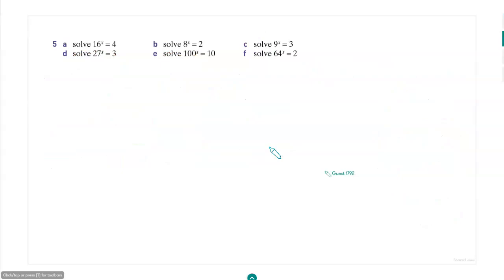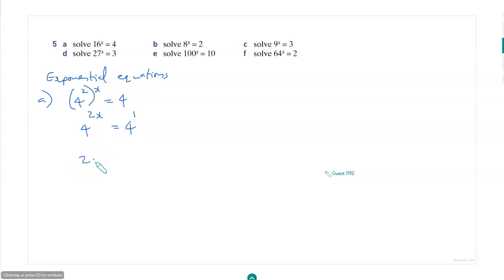Now we have these, what do you call these equations? Exponential equations, very good. Okay, can you solve the first one? 4 to the power 2x equals 4. Equal to 4, okay. 4 means 4 to the power 1, right? Yes. So, cancel. You can say 2x equal to 1. Then x equals 1 over 2. 1 over 2, very good.